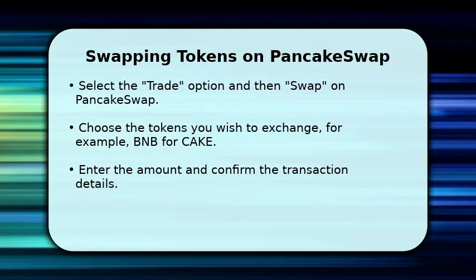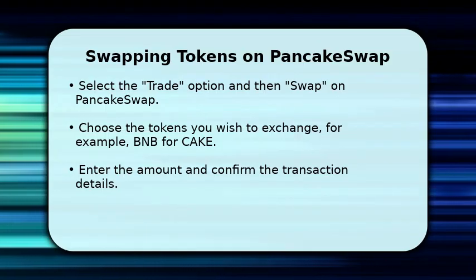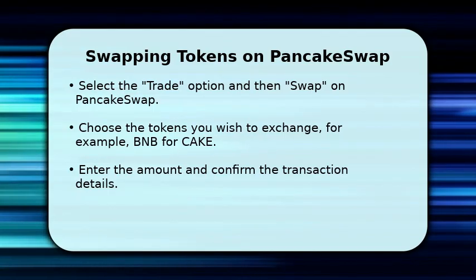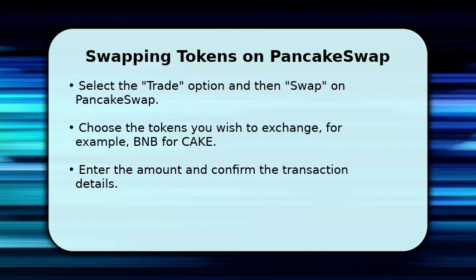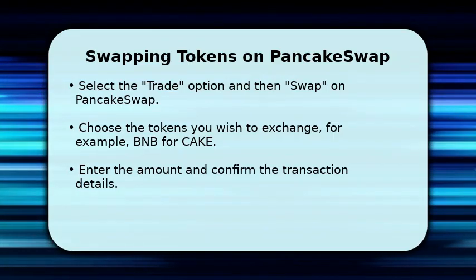Now that you're connected, let's swap some tokens. On the Pancakeswap interface, find the Trade section and select Swap. You'll then choose the tokens you want to exchange, like BNB for cake. Input the amount you wish to swap, review the transaction details, and confirm. Remember to account for gas fees, which are paid in BNB on the Binance Smart Chain. It's a straightforward process to diversify your crypto holdings.